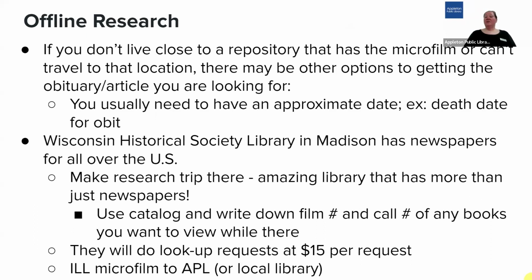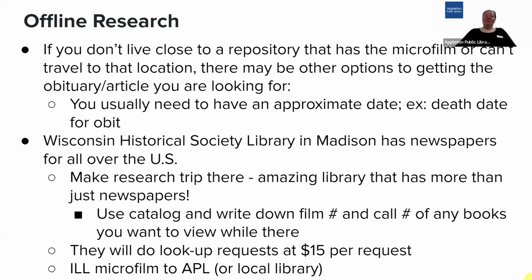If you don't live close to a library that has that microfilm or you can't travel to it, there are some other options you can explore for getting that obituary or article. You usually have to have an approximate date, like the date of death, for example, or the anniversary date if you're looking for an anniversary article. The Wisconsin Historical Society Library in Madison has newspapers from all over the United States. I always recommend taking a research trip there because it's a beautiful library. It's amazing. They have so many more things other than microfilm.